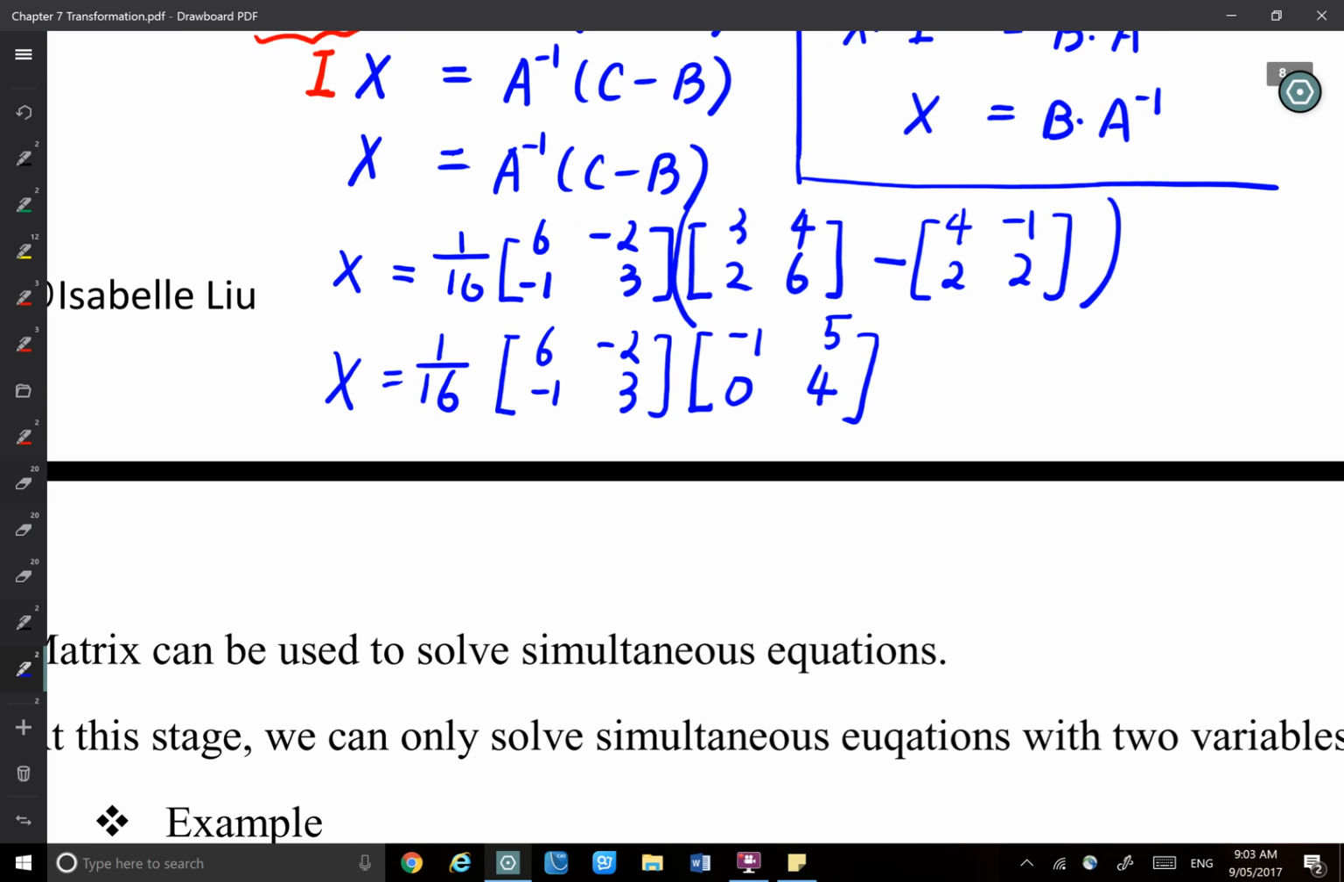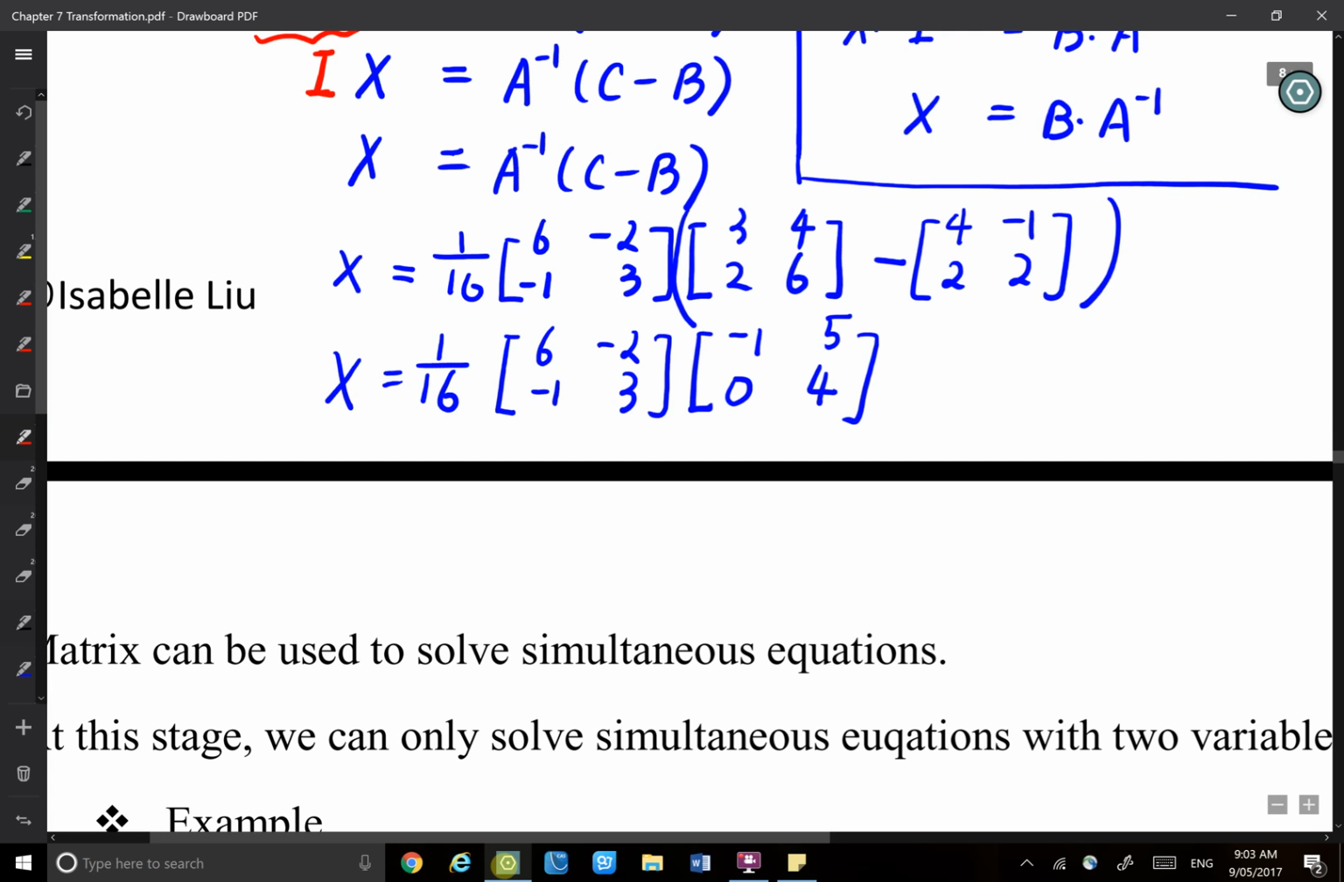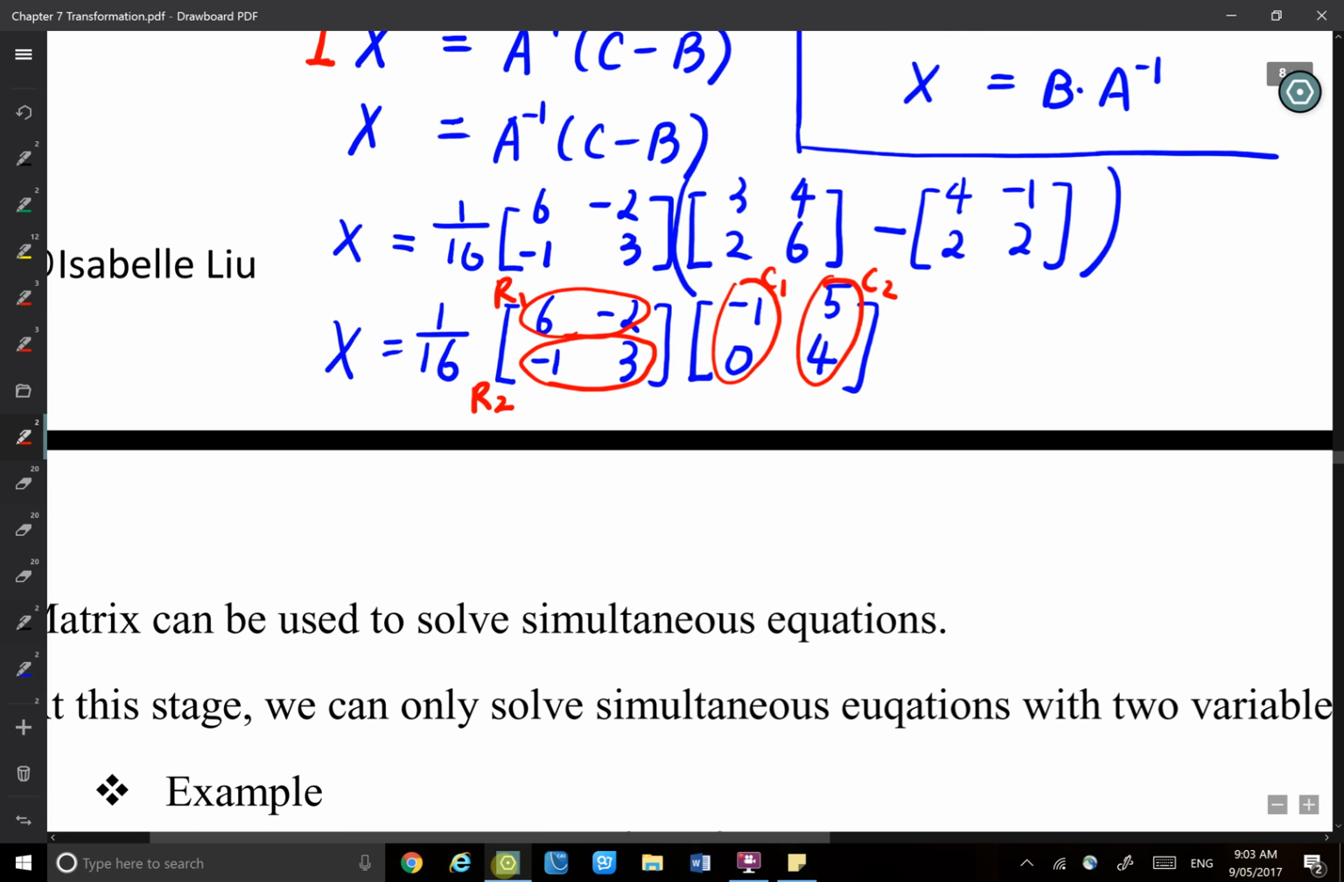And you have a scalar in the front, so don't worry about the scalar. You will have row times column: row 1, row 2, column 1, and column 2. So X will equal to 1 over 16. Row 1 times column 1: you have 6 times minus 1 plus minus 2 times 0, which is minus 6.